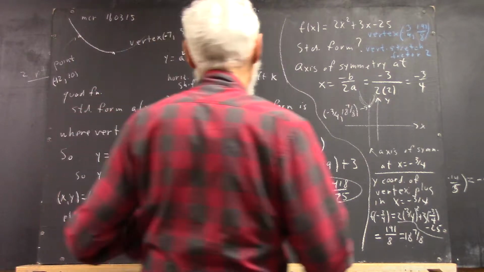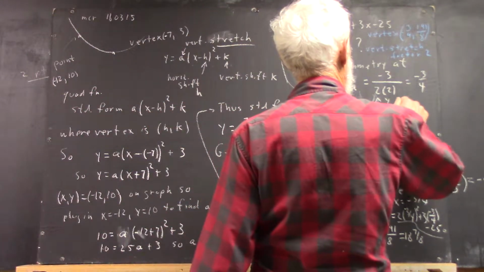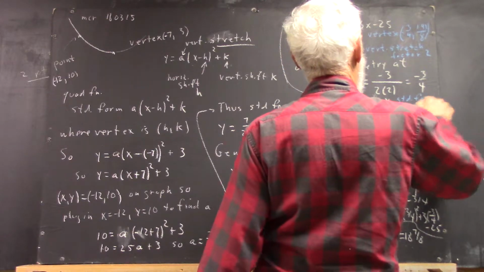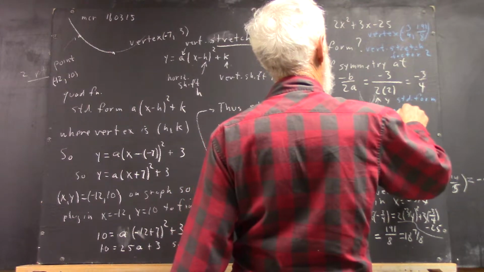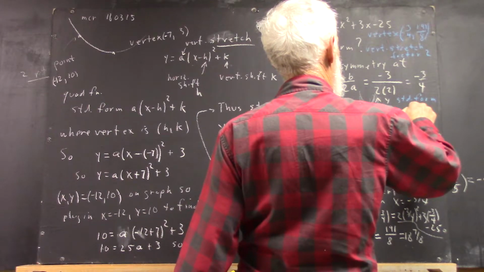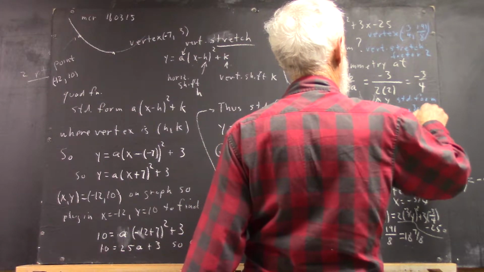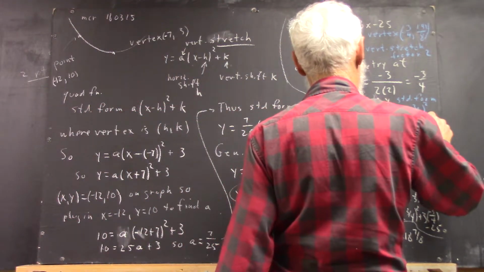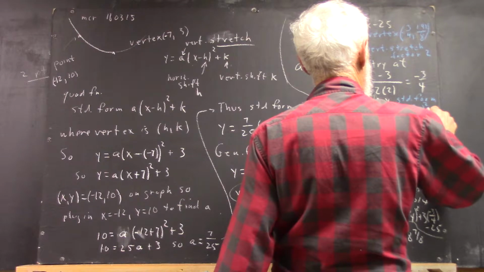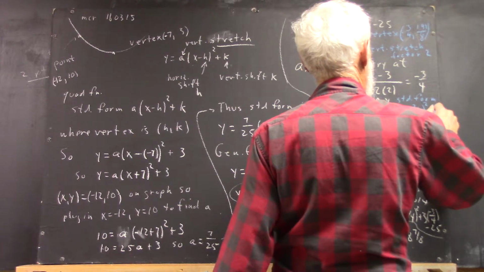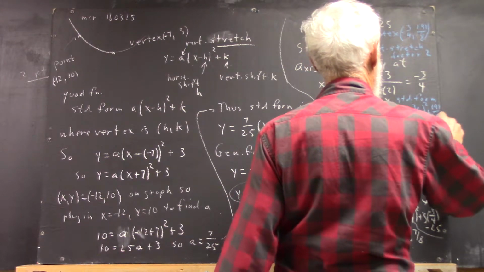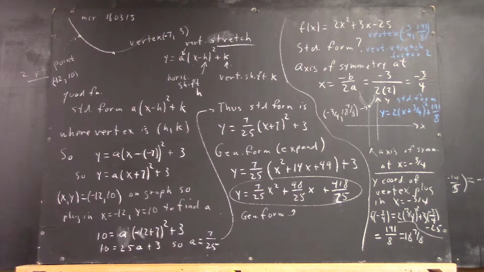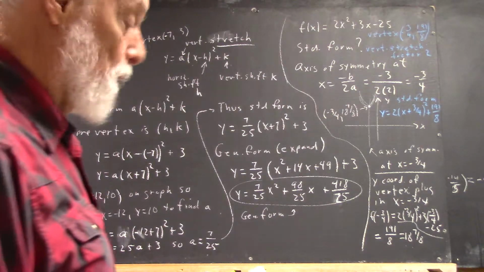So I can write down the standard form: y equals 2 times x plus 3/4, because you're going to do x minus negative 3/4, squared, plus 191/8. There's another way to get that, but we're not going to talk about that right now.